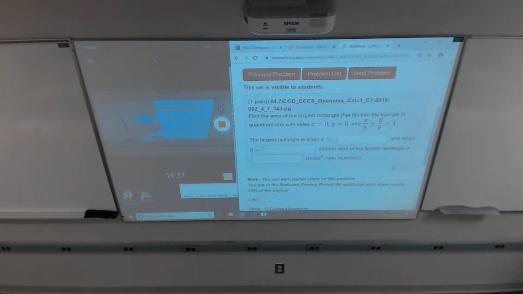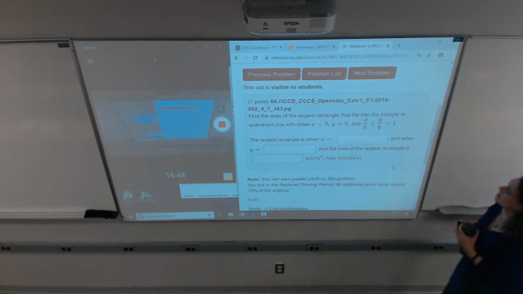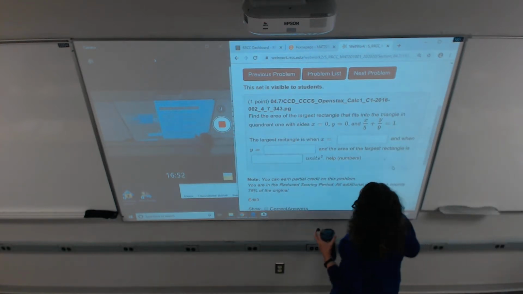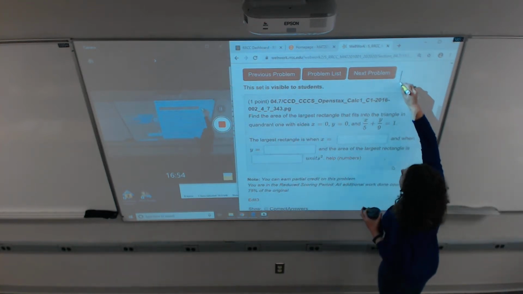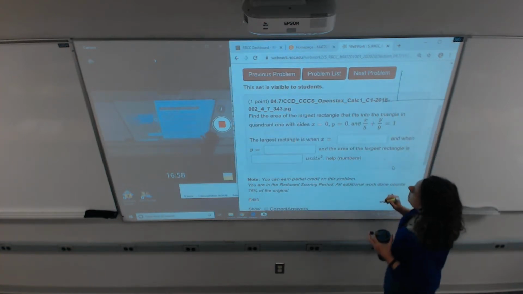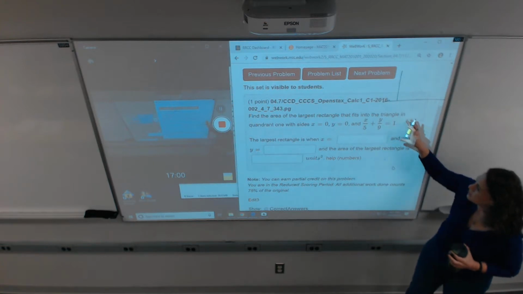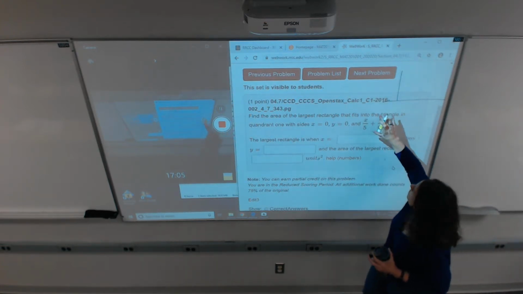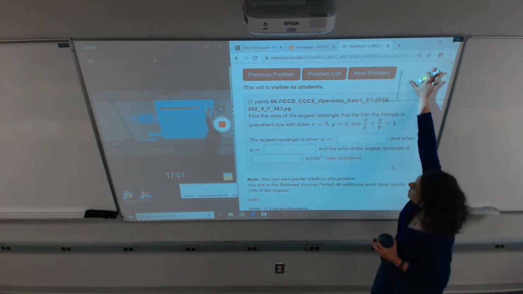Okay. Find the area of the largest rectangle that fits into the triangle in quadrant 1. Yeesh. Okay. Yeah, I know these. All right. Find the area of the largest rectangle that fits into the triangle in quadrant 1. All right, so first thing we need to do is figure out, what does this triangle look like? So the triangle's in quadrant 1, which is only here.